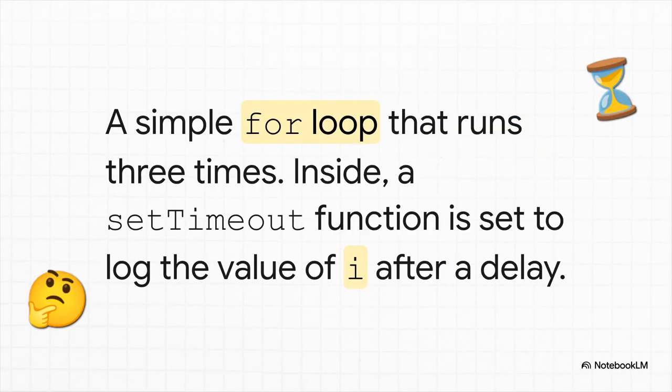Okay, so here's the code. It looks simple enough, right? We've got a basic for loop, it runs 3 times, and we're using var for our counter, i. Inside the loop, there's this setTimeout, which is supposed to wait a tiny bit and then print out the value of i. So logically, you'd think it would print 0, then 1, then 2. That makes sense. But is that what actually happens?